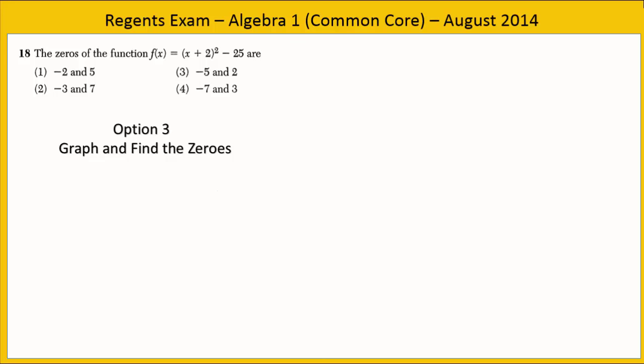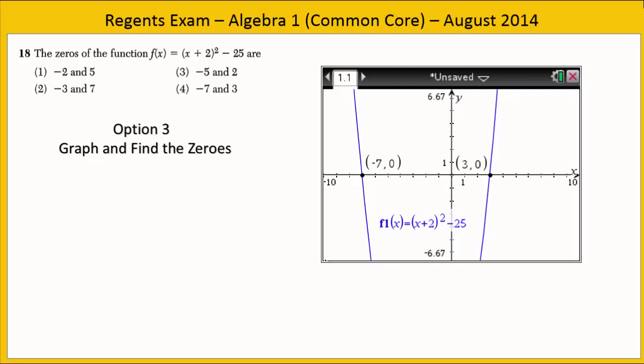A third option is to graph the function and find the zeros. You can graph this using your graphing calculator. When I graph it, I see that I have a 0 at (-7, 0) and at (3, 0). Zeros are where the function crosses through the x-axis. Once again, -7 and 3 are the zeros of the function.